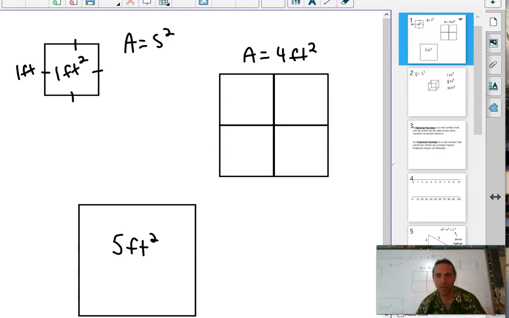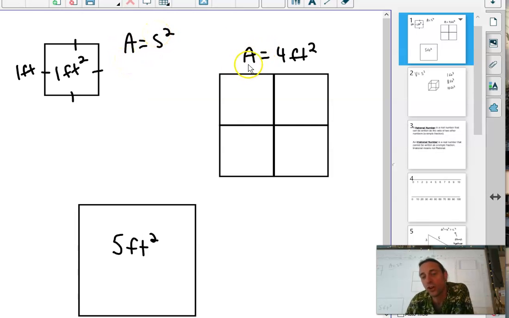All right, enough of the background. Part 1, irrational numbers. So I have a square here, right? And it's 1 foot on one side, 1 foot on each side. So the area of that square is 1 square foot, 1 times 1. So the area formula for a square is the side squared.